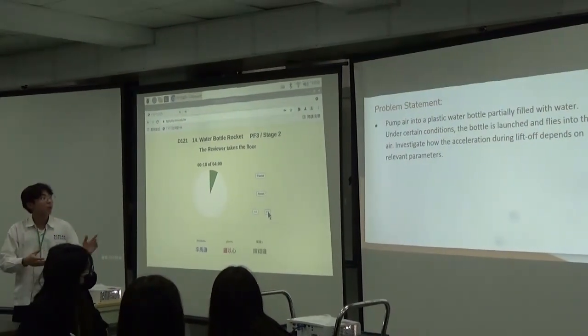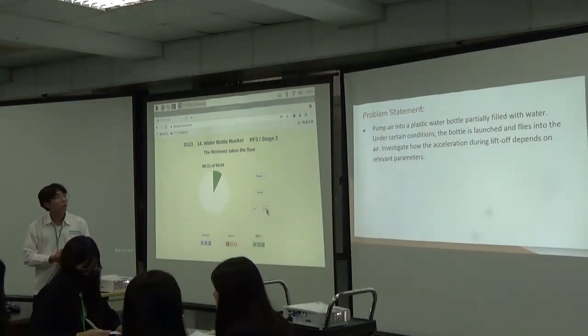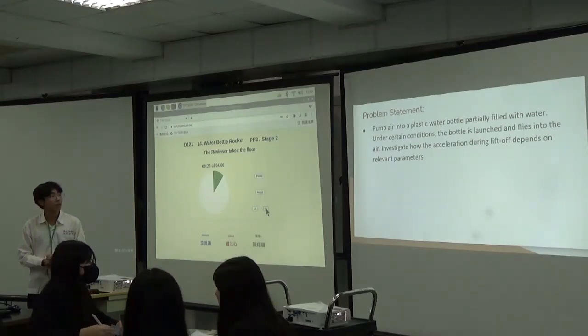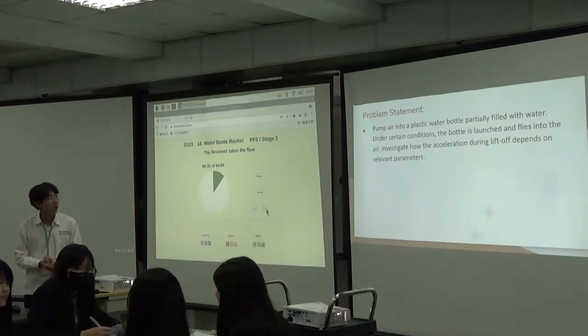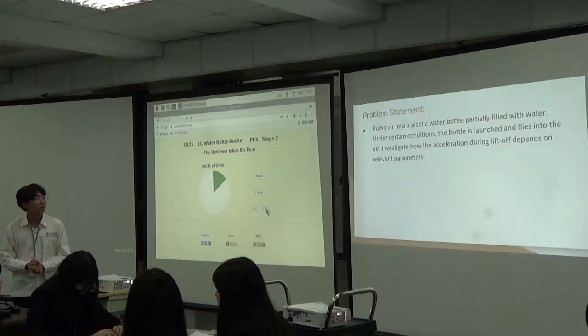Next. Problem statement. Pump air into a plastic water bottle, partially filled with water. Under certain conditions, the bottle is launched into the air. Investigate how the acceleration during lift-off depends on relevant parameters. Next.